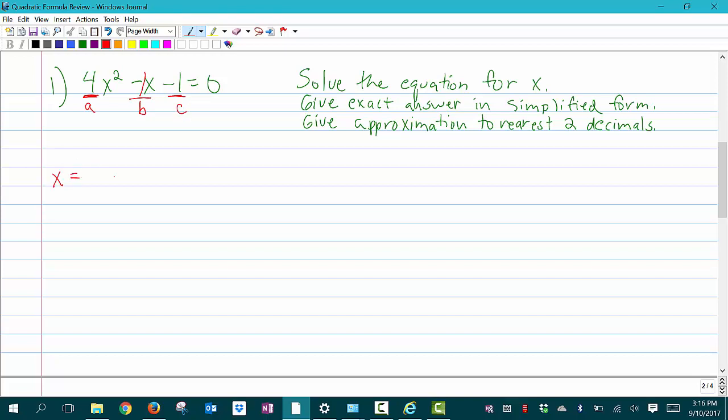So we have x is equal to negative b. B is already a negative 1, so it's negative negative b, plus or minus the square root of b squared, minus 4 times a times c all over 2a.